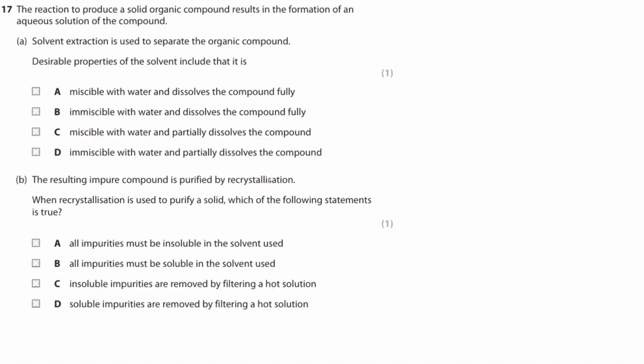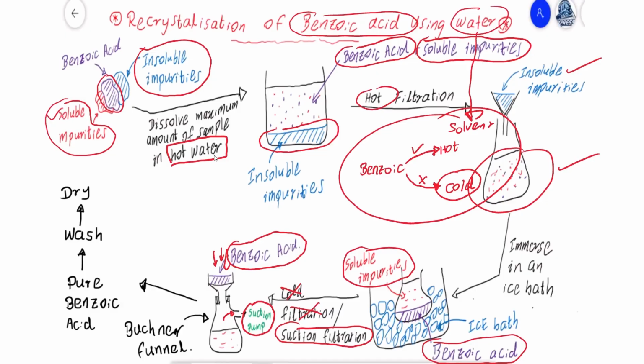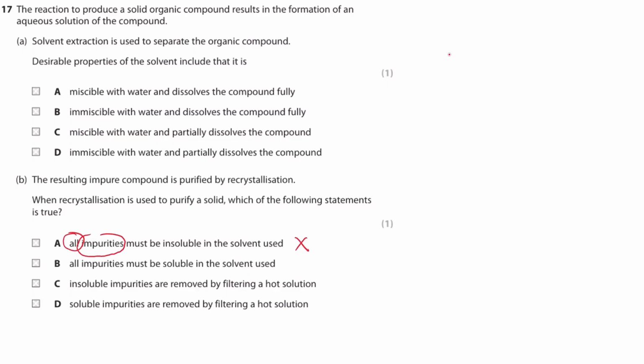It says the resulting impure compound is purified by recrystallization. When recrystallization is used to purify a solid, which of the following statements is true? All impurities must be insoluble in the solvent used. No, we want our soluble impurities to dissolve there. They say all impurities. Wrong. Because soluble impurities do dissolve there. We just discussed that. So that's wrong.